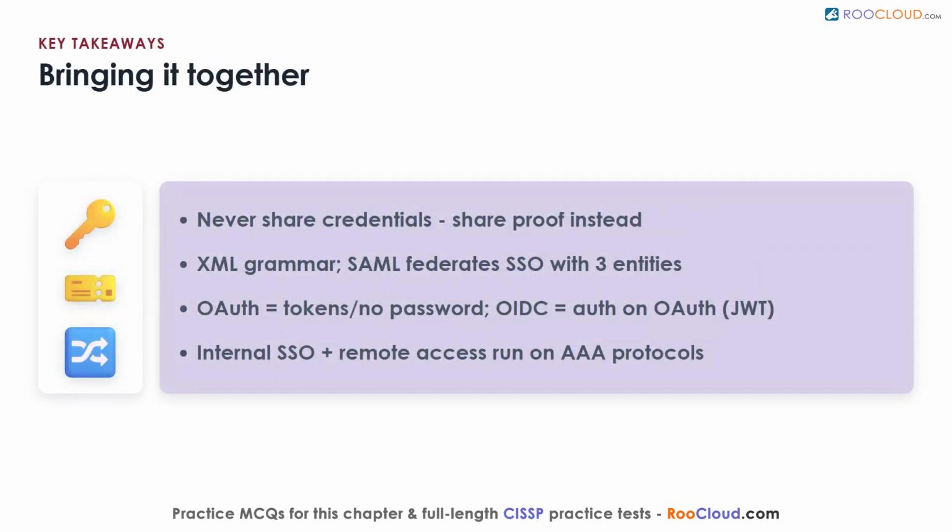So let's bring it together. The guiding rule is never to share your credentials with a third party, so these standards share proof instead. XML is the shared grammar, and SAML uses it with 3 entities to federate single sign-on across organizations. OAuth grants access with tokens and no password, while OpenID Connect layers authentication on top using a JSON web token. Inside the network, single sign-on and remote access lean on protocols that centralize authentication, authorization, and accounting. In part 2, we go deep on the ticket-based systems that run the internal side.